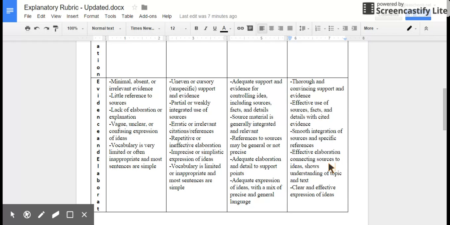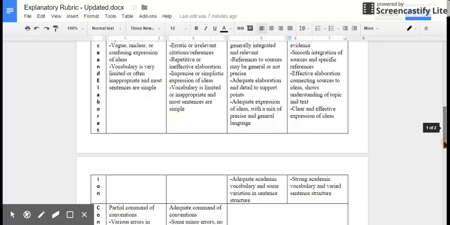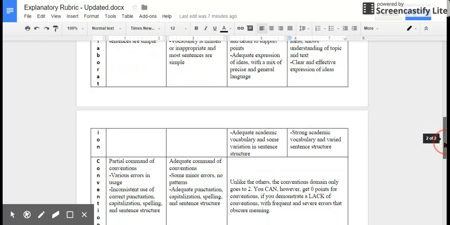Next is effective elaboration, connecting sources to ideas, shows understanding of the topic and text. And again, this is not only explaining what the quote means, but explaining why it's important, what its effects are, and, if necessary, how it ties back to real life. Then clear and effective expression of ideas. So clarity is essential, and I get you guys on that all the time. Some of you get really frustrated with me when I mark everything clarity, question mark, and talk to you about clarifying your ideas, but readers cannot read your essay effectively if they can't understand what you're saying.